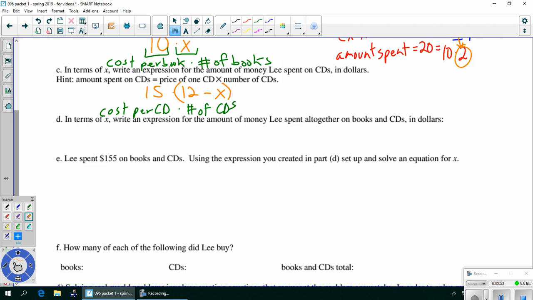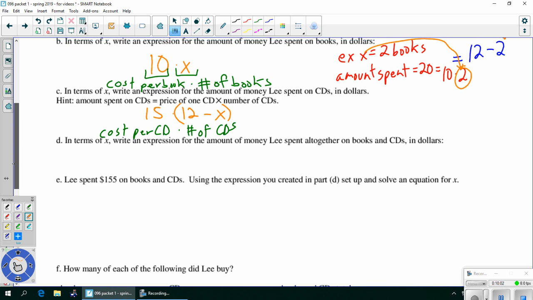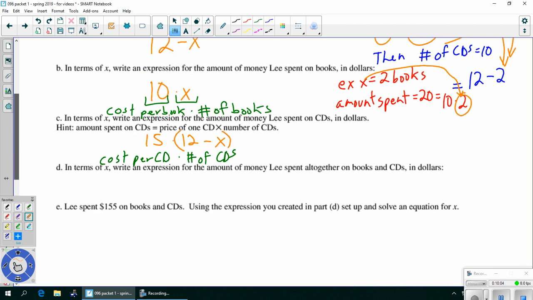In terms of x, write an expression for the amount of money Lee spent altogether on books and CDs in dollars. Okay, I think that this is just a matter of adding up a couple of answers we've already got. Total amount we spent on books and CDs, that's the answer to B, plus the answer to C. So those two things added together, that's it.